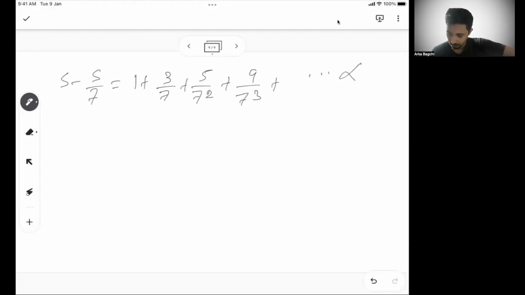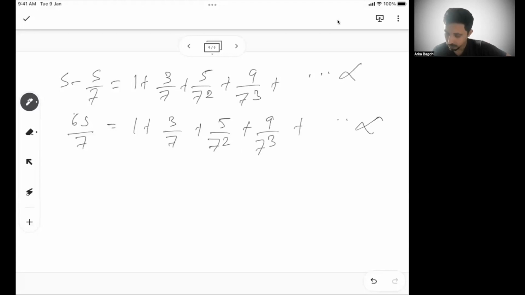Okay. Now this is your 6s by 7. 6s by 7 is equal to 1 plus 3 by 7 plus 5 by 7 square plus 9 by 7 cube and so on till infinite. Okay. Now this is your 6s by 7.